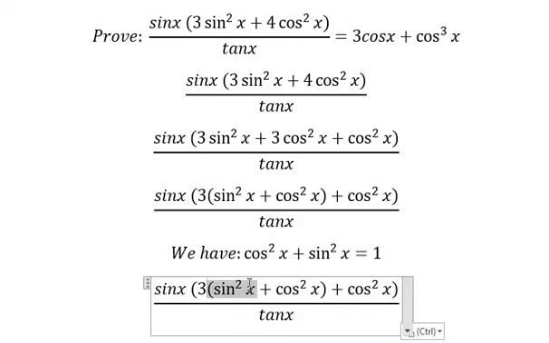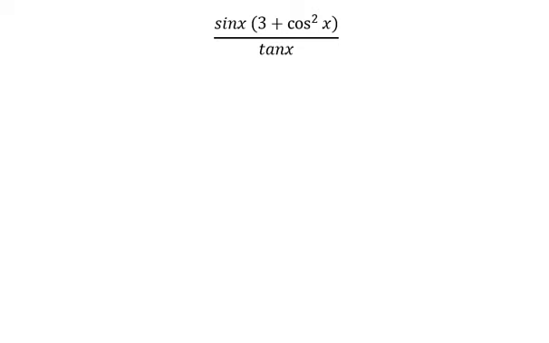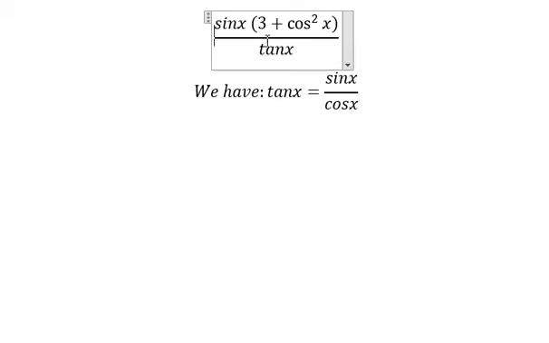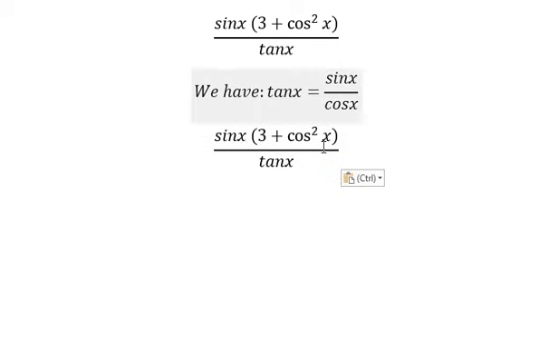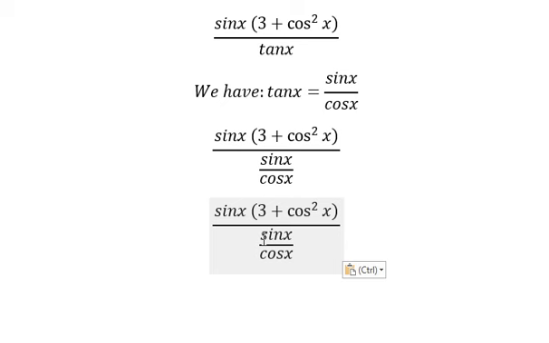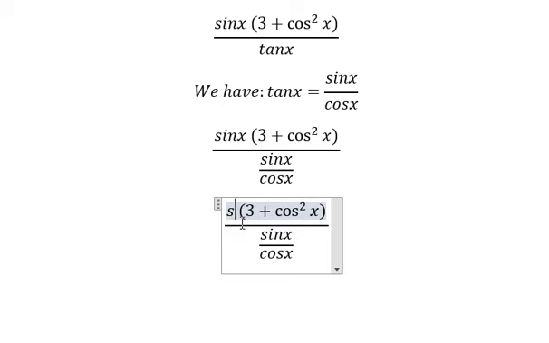Next, we have the second formula in here: tan x is sine x over cosine x. So tan x we change to sine x over cosine x. Now sine x we simplify. Cosine x we can put in here.